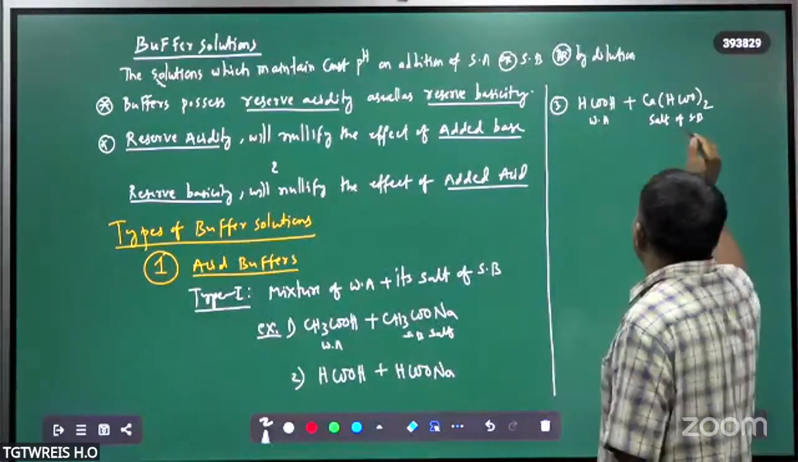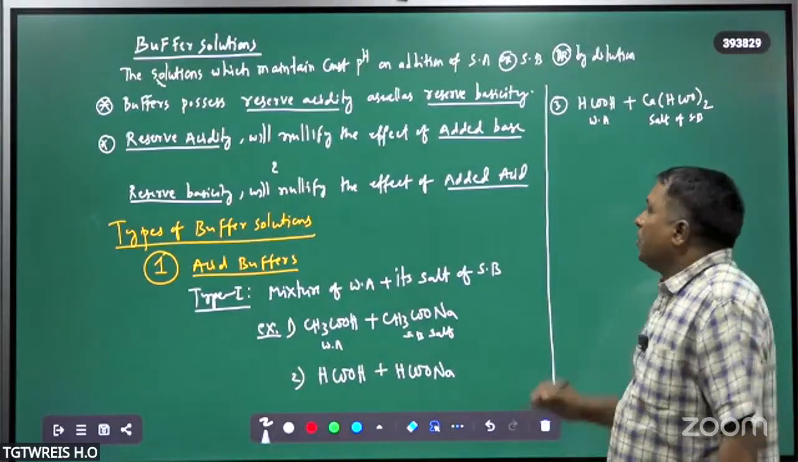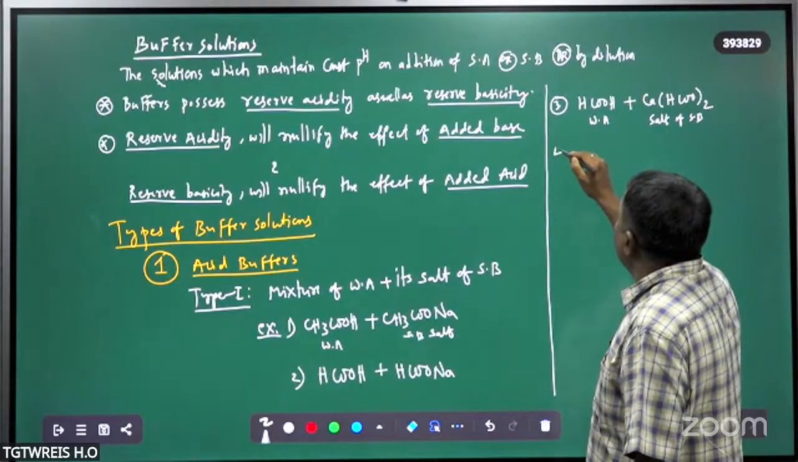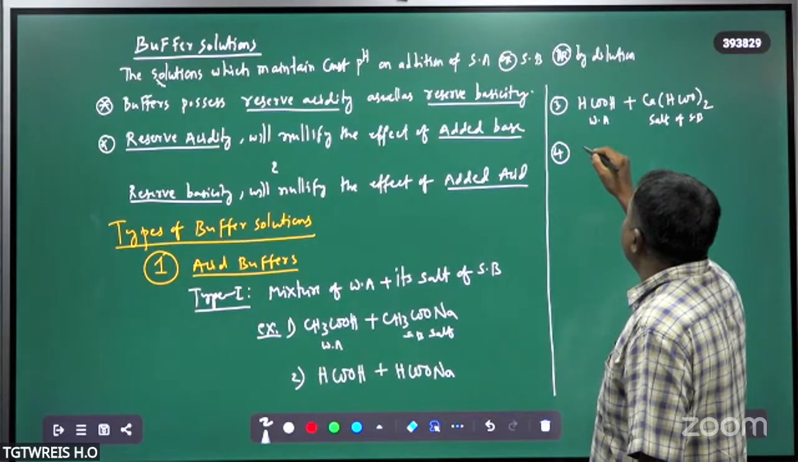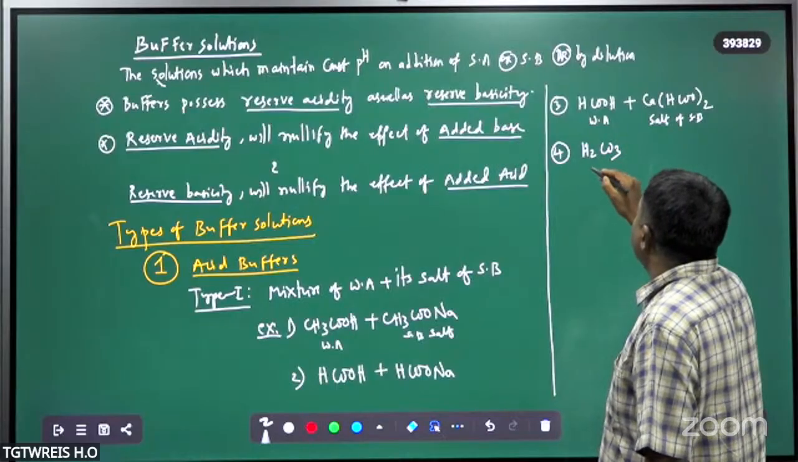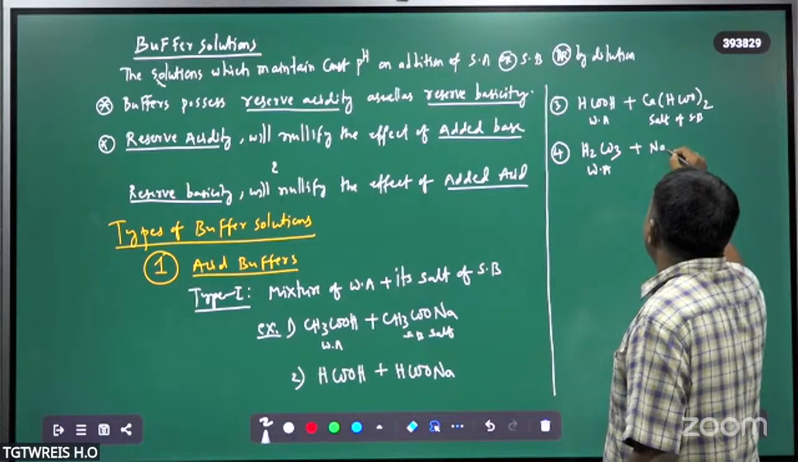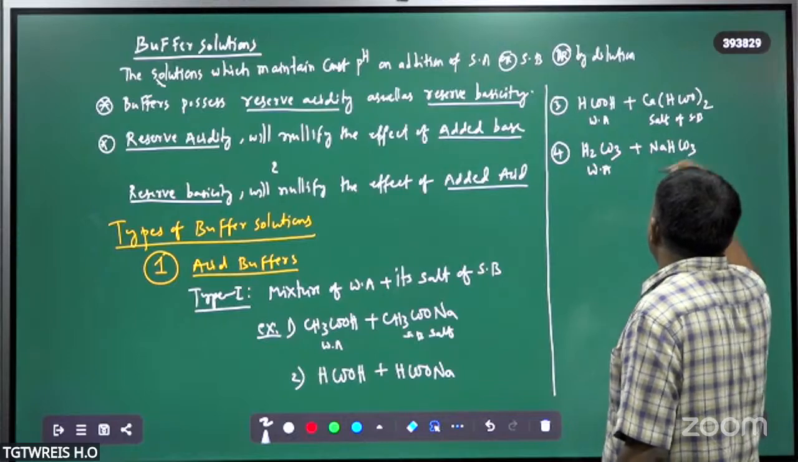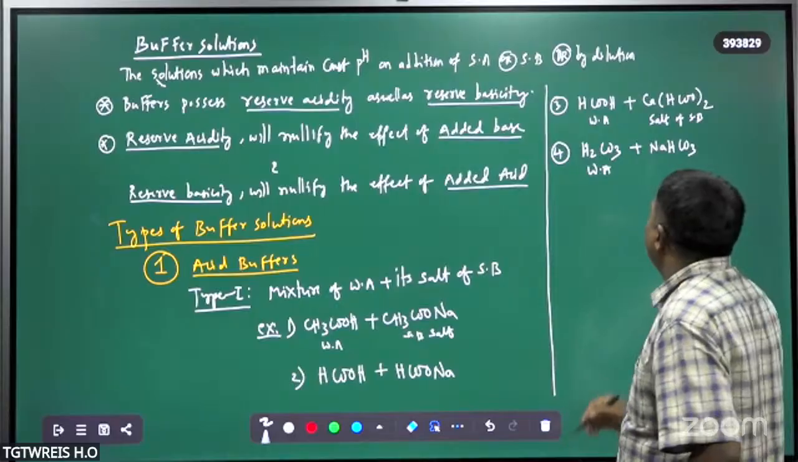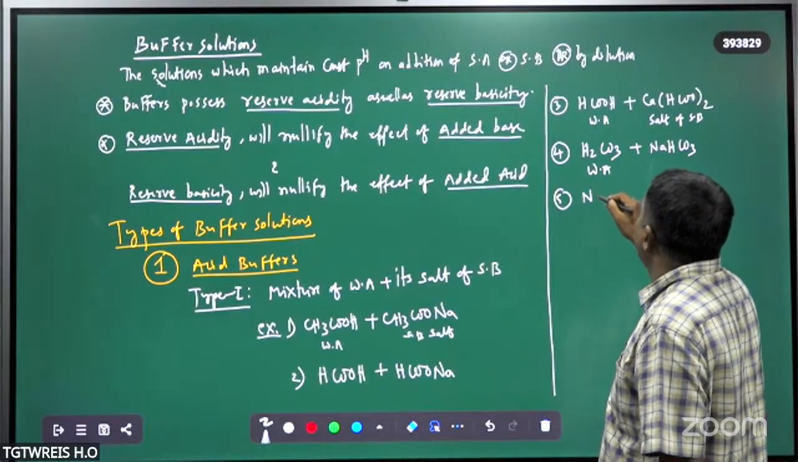So a weak acid and its salt of a strong base also act as a buffer. And the fourth type is, suppose you take H2CO3, the carbonic acid. It is also a weak acid, and its salt is NaHCO3. So NaHCO3 is also a salt of a strong base.